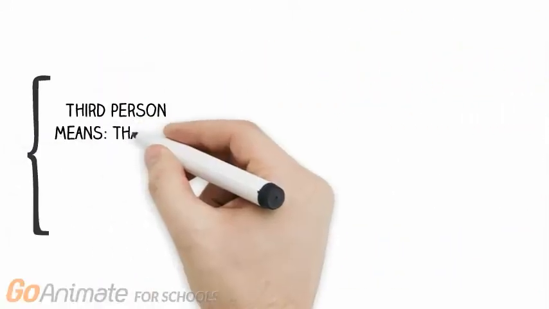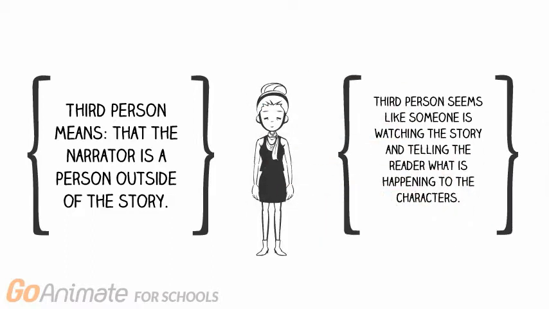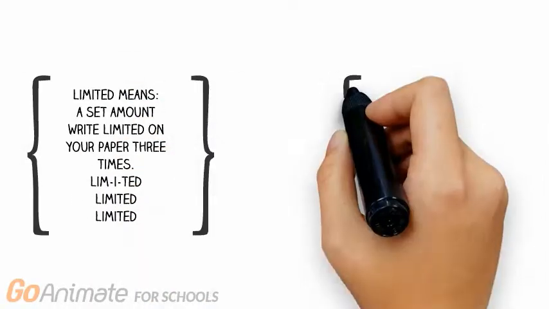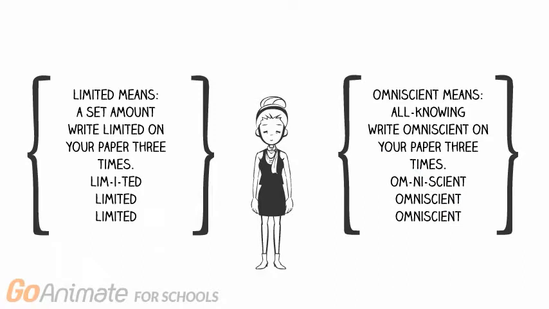Third person means that the narrator is a person outside of the story. Third person seems like someone is watching the story and telling the reader what is happening to the characters. Limited means a set amount. Write limited on your paper 3 times. Limited.